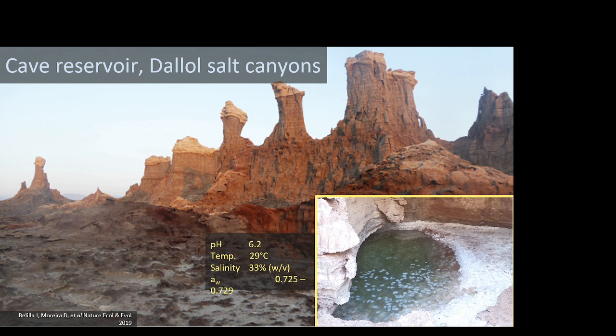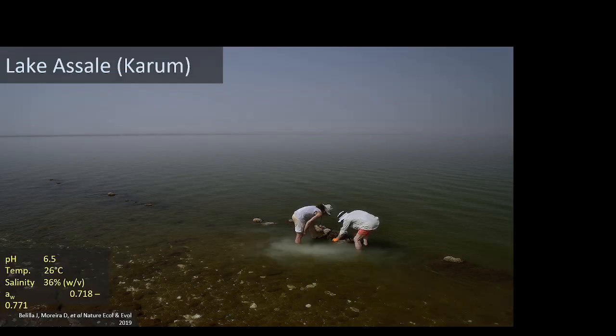This is a cave reservoir in the Dalol canyons, where the pH is 6, the temperature is mild, but the salinity is still 33%, and the water activity is fine. So we're now reaching more friendly environments of pH 6, temperature 26, and salinity 37.